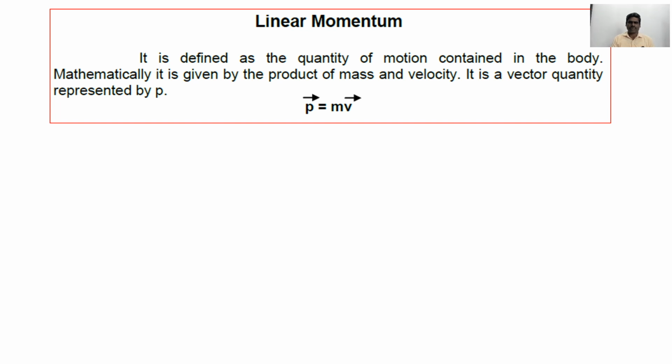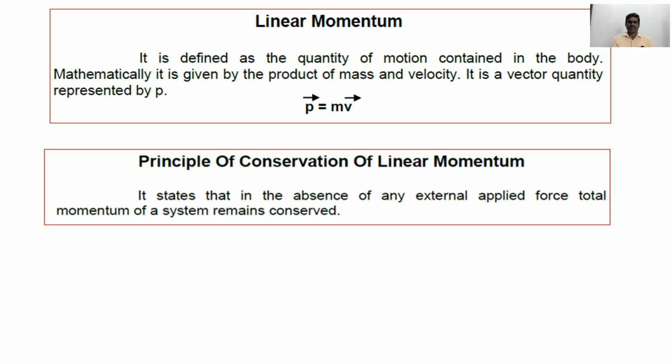Small p equal to m into v. m is a scalar quantity and v is a vector quantity, and the product, that is the resultant momentum, is a vector quantity. Principle of conservation of linear momentum. That is, in the absence of any external applied force, the total momentum of a system remains conserved. It means the total momentum of a system is constant.